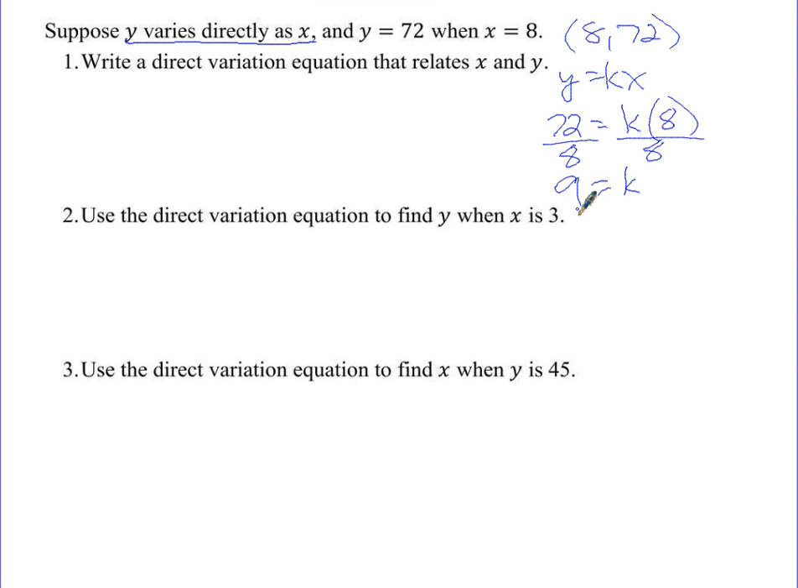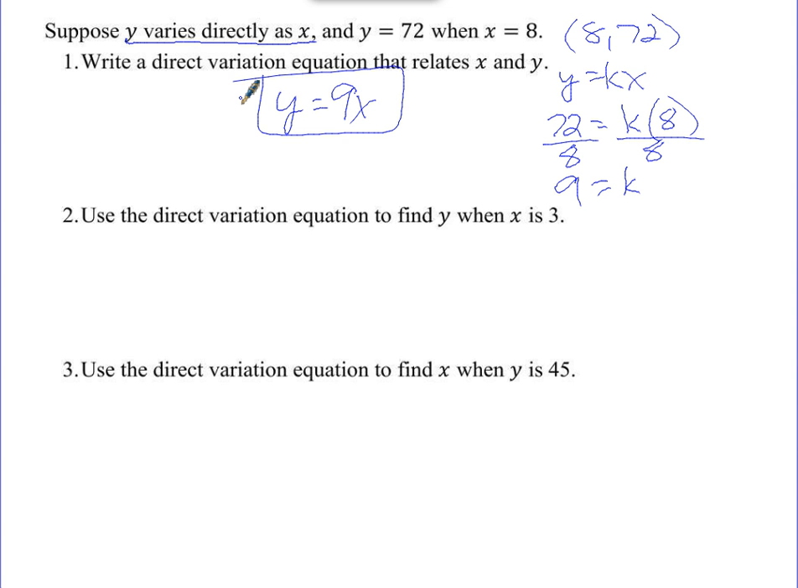So step 1, it says write a direct variation equation that relates x and y. We can now, because now we know what k is. Our direct variation equation is y equals kx, but k is 9. So y equals 9x is my equation.